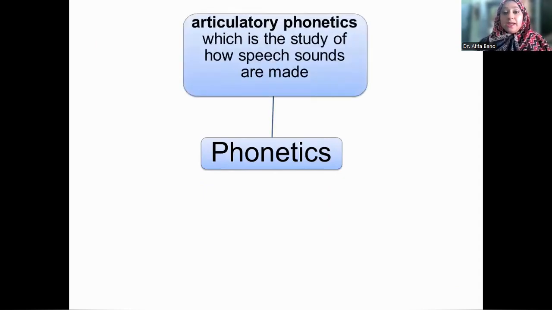Now see, phonetics is actually divided further into a few branches. The first branch is articulatory phonetics. I hope you can see my screen. I don't know why this bar is coming.